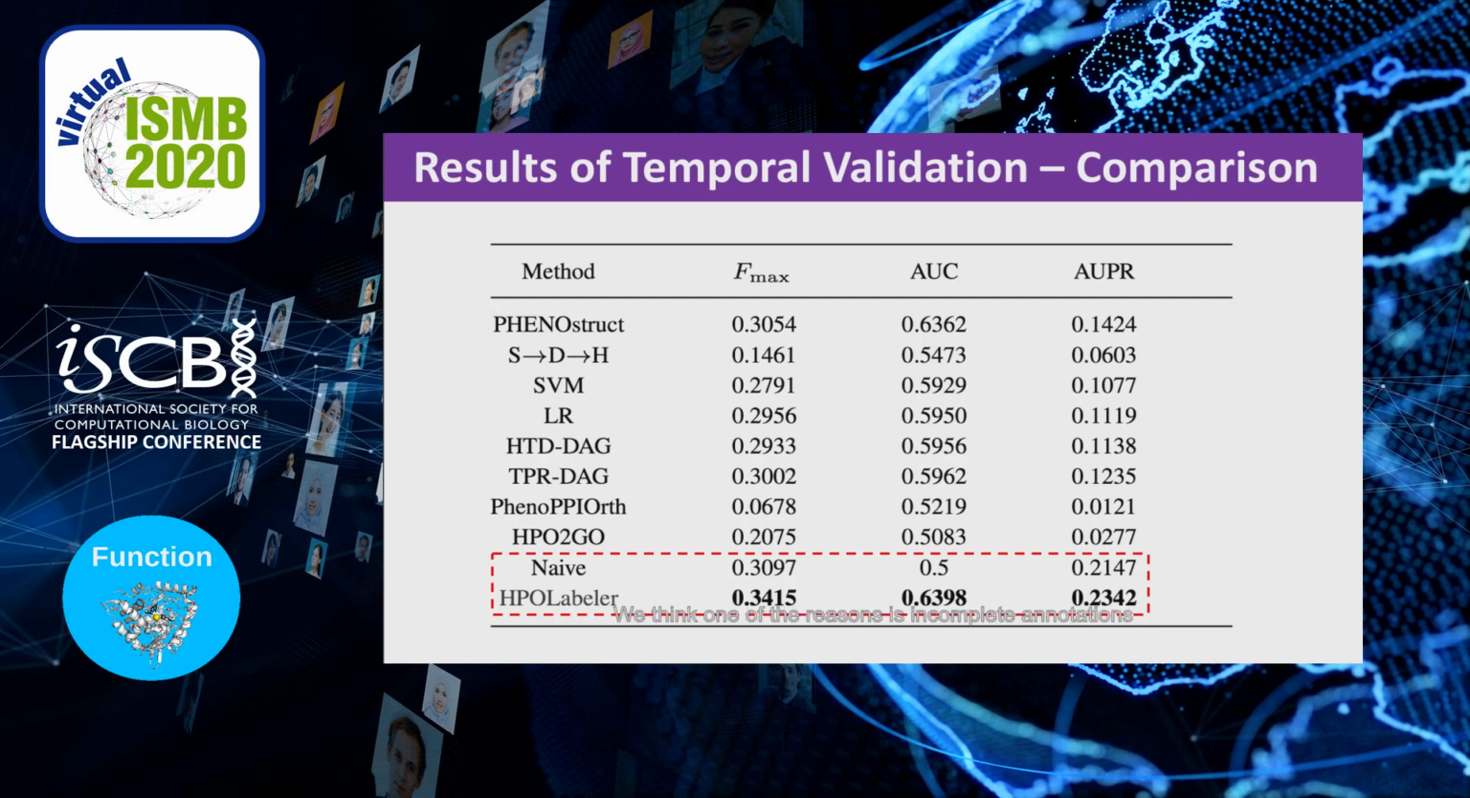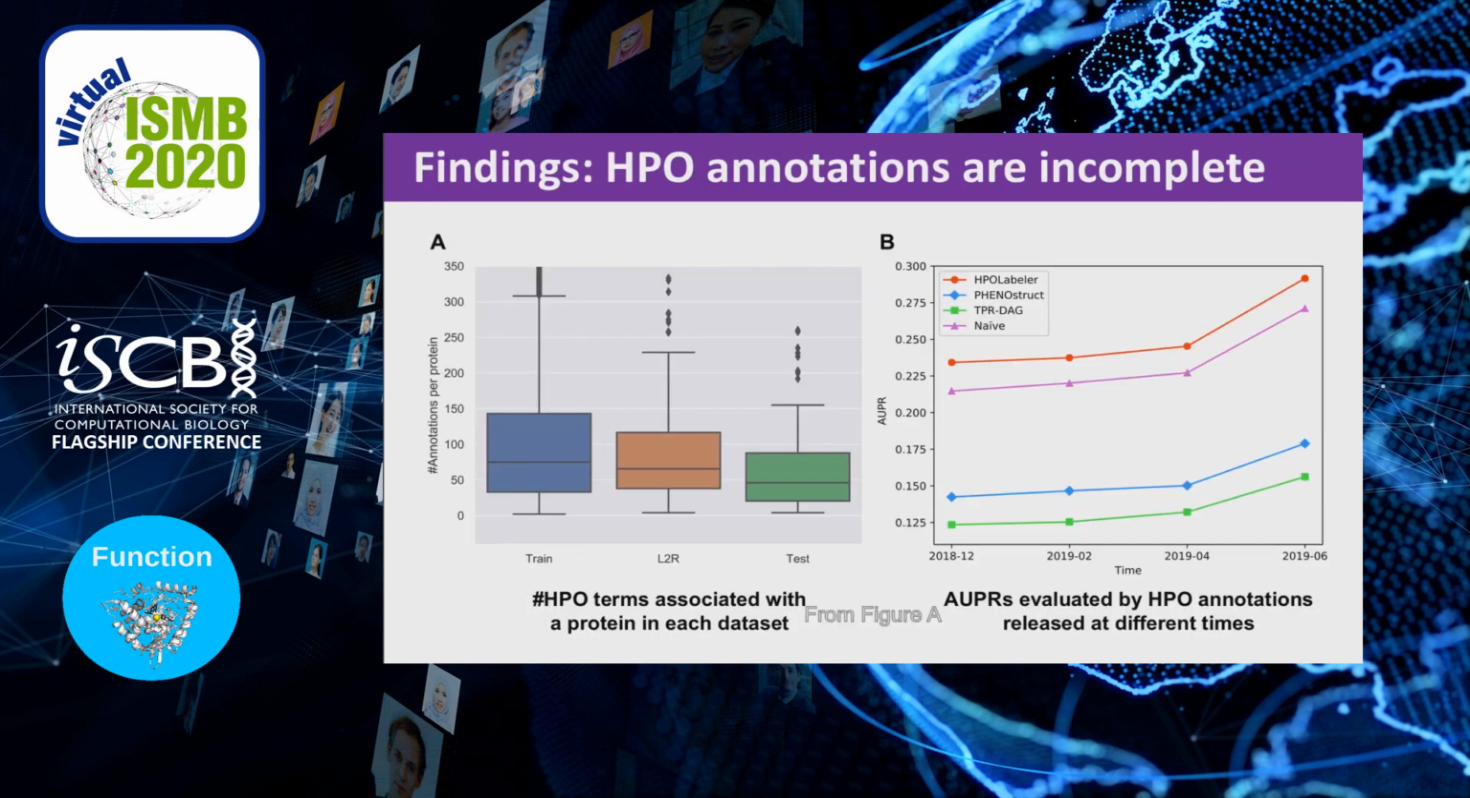We think one of the reasons is incomplete annotations. From Figure A, we see the newly added proteins in the test set have fewer annotations than old proteins. By using different annotations released at different times, we find that AUPRs are increasing. Thus, we can imagine that HPO terms currently regarded as false positives due to incomplete annotations might become positive through biological research development in the future.